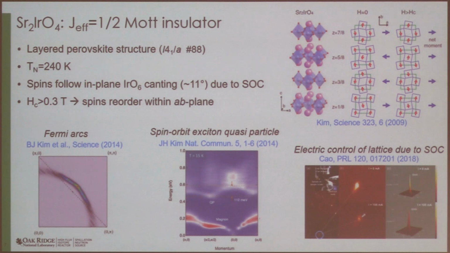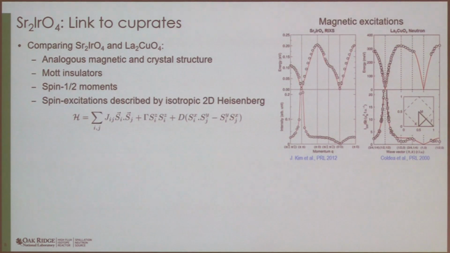There's been a lot of investigations into this material, so here are just some examples. What I'm interested in for this investigation is the somewhat surprising similarities between strontium 2 iridium O4 and the cuprates, specifically lanthanum 2 copper oxide. If we compare these two materials, they have very similar magnetic and crystal structures. They're both Mott insulators, driven by slightly different mechanisms. They have spin-1/2 or pseudo-spin-1/2 moments.